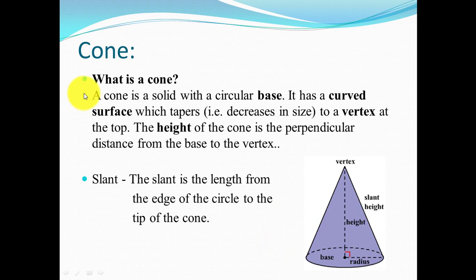Cone. Now, what is a cone? A cone is a solid with a circular base. Here from this diagram we can see that this is a circular base. It has a curved surface which tapers, that is, decreases in size. It is clear from the figure. As we move above, the size decreases toward the vertex at the top.